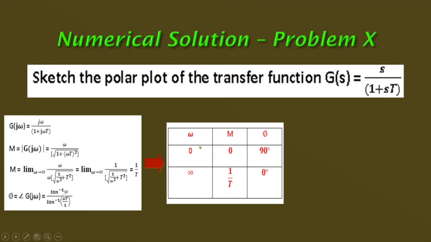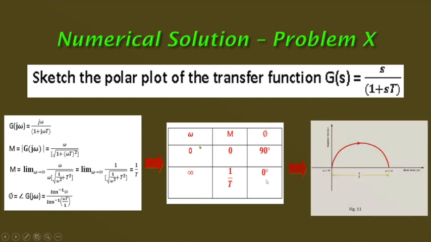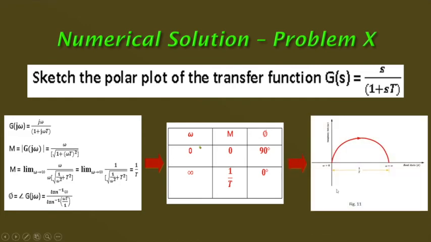When omega equal to 0, then this angle is plus 90. If infinity, then 90 minus 90, then 0 degree angle. Then draw the polar plot. So this is the starting point when omega is 0. Magnitude is 0 and phase angle is plus 90 degree. This is the plus 90 degree. Then plus 90 to 0, that means clockwise movement.